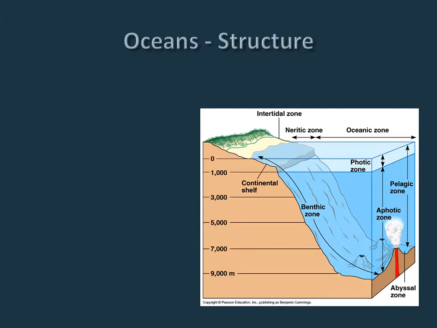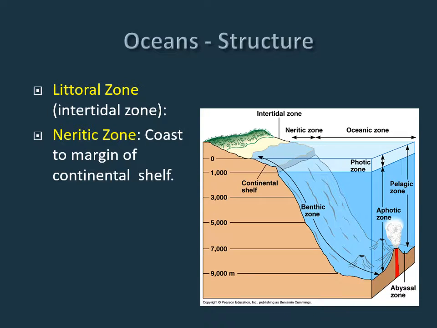Next, let's look at the structure of the ocean, and first we have the littoral zone or the intertidal zone, and that is the region under the influence of the rise and fall of the tide. So that's this region right here where the water moves from high tide to low tide. And that's the littoral zone. Your neritic zone is from the coast, so from where you'd have essentially your low tide to the edge of the continental shelf, and that's just where the ocean begins to drop off there.